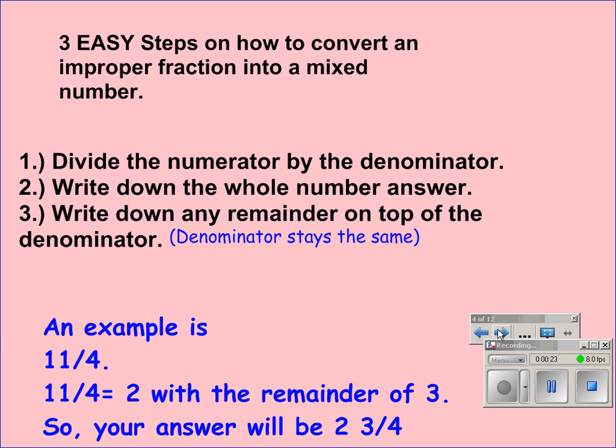Here are the steps on how to convert an improper fraction into a mixed number. Number 1, divide the numerator by the denominator. Number 2, write down the whole number answer. Number 3, write down any remainder on top of the denominator. Denominator stays the same. An example is 11 over 4. 11 divided by 4 equals 2 with a remainder of 3. So your answer will be 2 3/4.